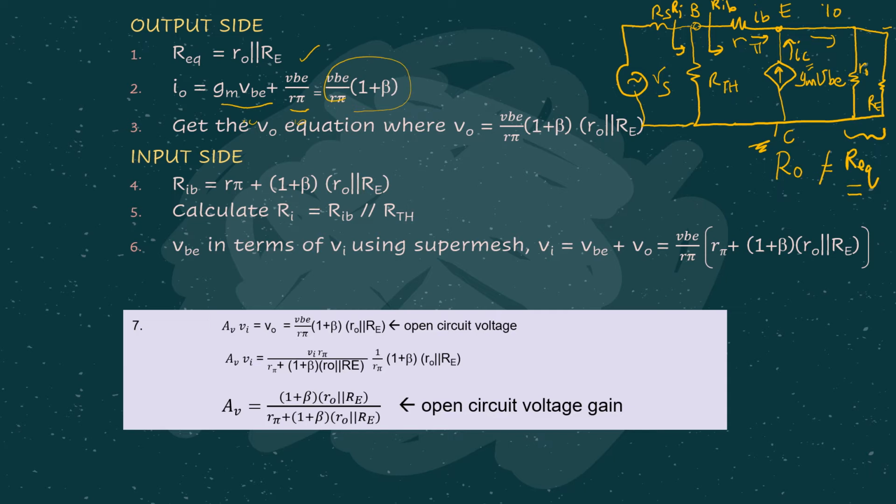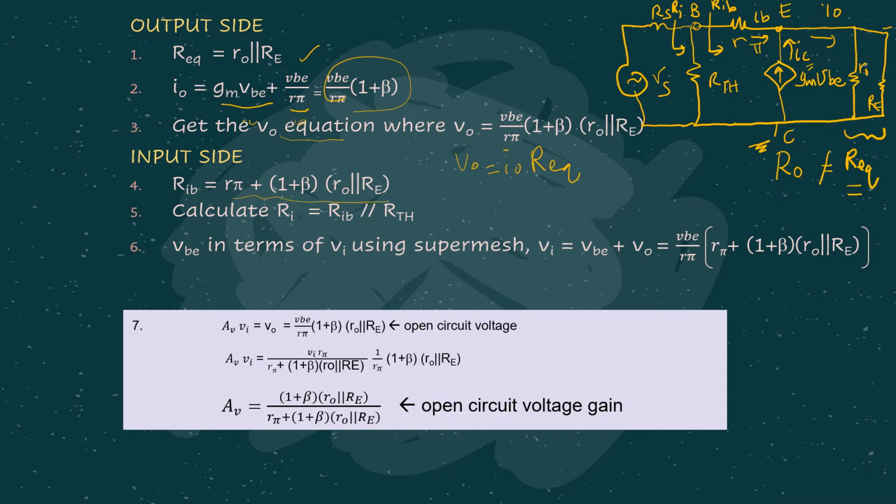Later, step number 3, we can get the V0 equation simply: V0 is given by I0 times REQ. Okay, so step number 1 and step number 2, we multiply them so that we can get the V0 equation from there. Then step number 4, basically we need to find RIB, and this is common.